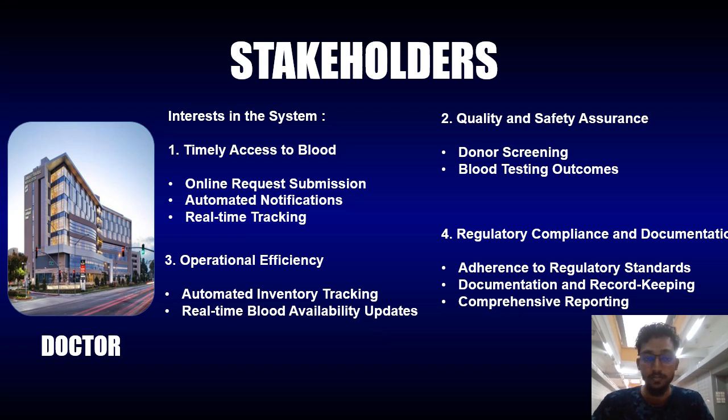Then we look at operational effectiveness. Here, the doctors need automated inventory tracking to track the blood stored at the hospital. If the blood decreases, they need to restock as fast as possible. They also need real-time blood availability updates. If the blood decreases in storage, they need to know how much quantity they have and need to order blood from the blood bank.